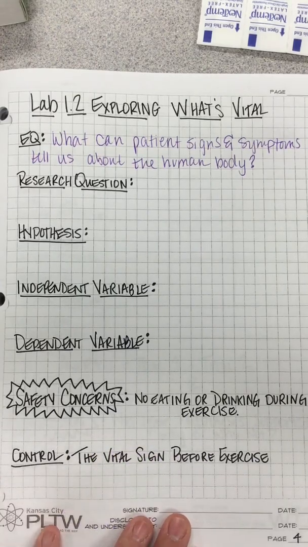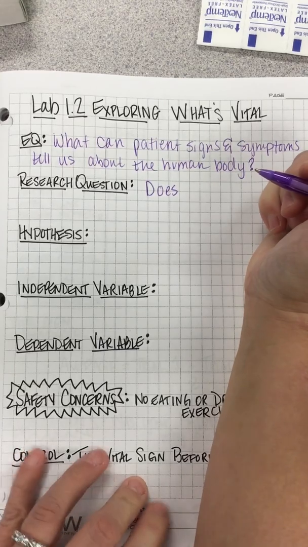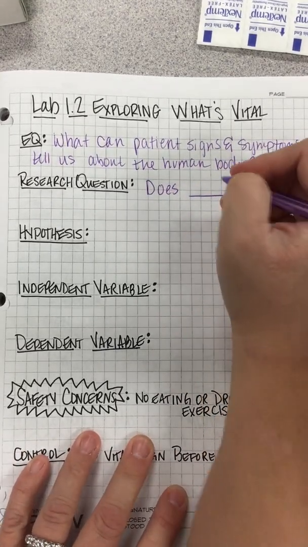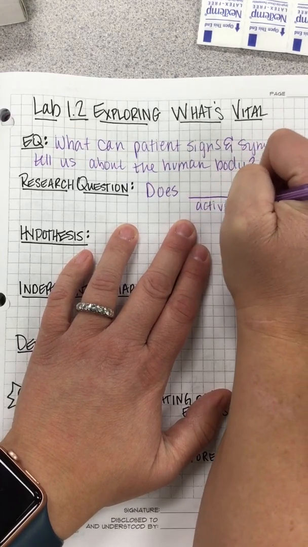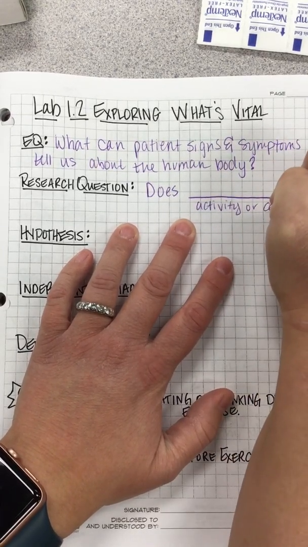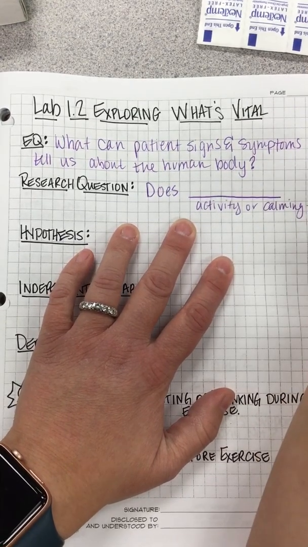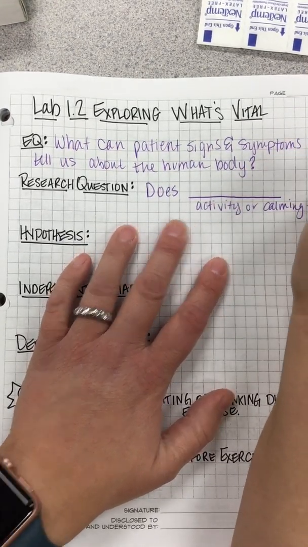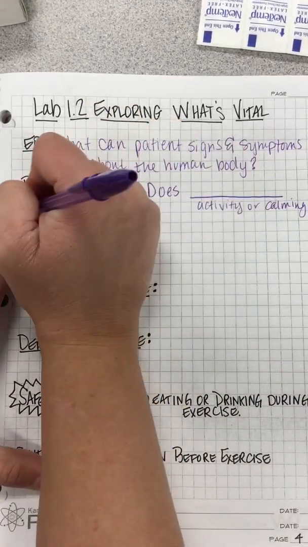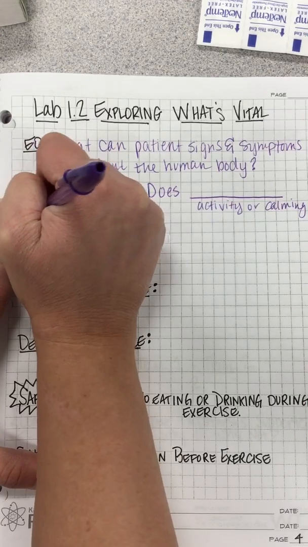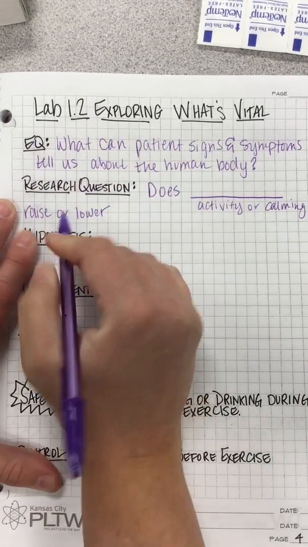So your research question should start with does, and then you're going to have a space here, and you're going to fill in your activity or calming technique. Okay, does that, and then you're going to either say raise or lower, and you're only going to pick one of those.